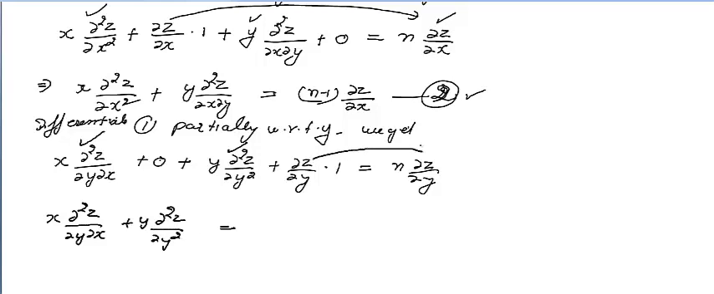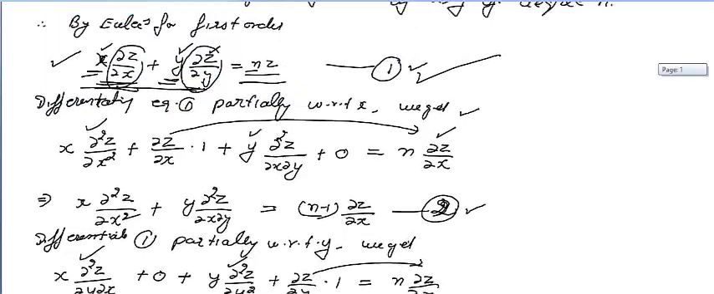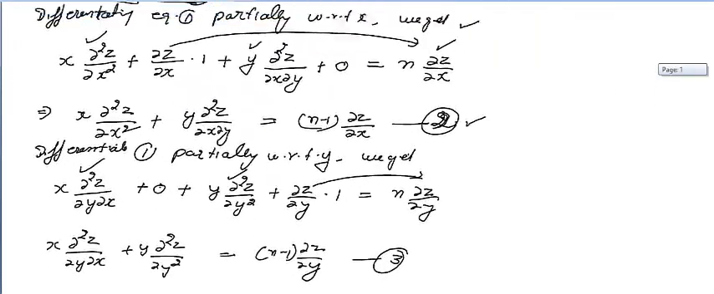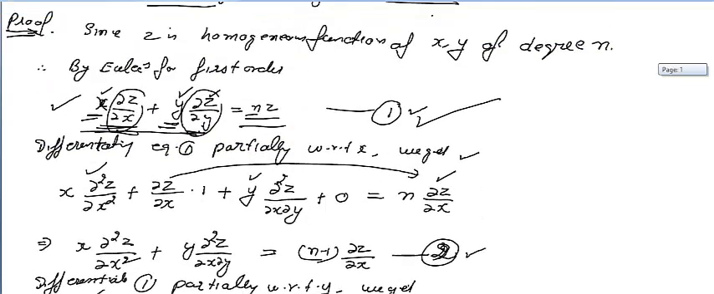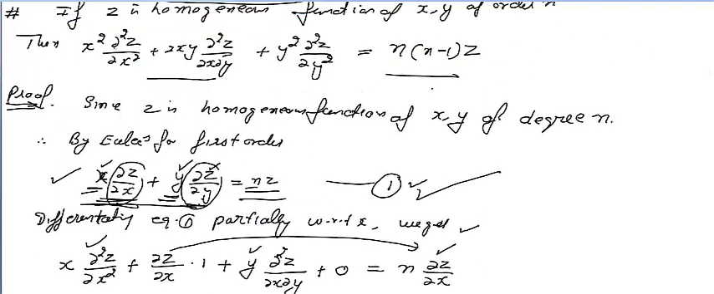Now I'm going to take this on the other side. So you have n minus 1 ∂z/∂y. So this is equation number 3. Now student, one thing is very important here. Very important thing. Because if you see the proof, this is what we have to prove. So you have the double derivative of z with respect to x, the double derivative of z with respect to y, and the double derivative of z with respect to x and y. But in ∂²z/∂x² you have x², and in ∂²z/∂y² you have y².